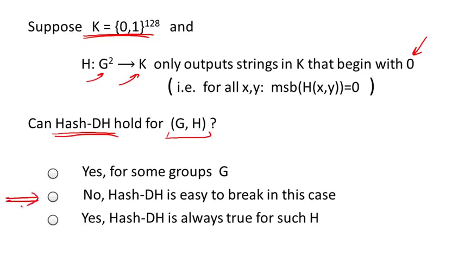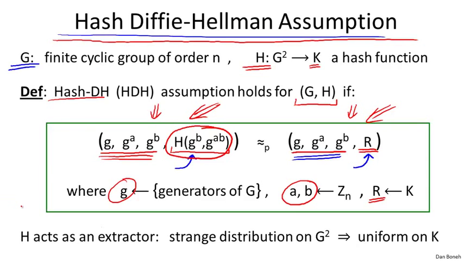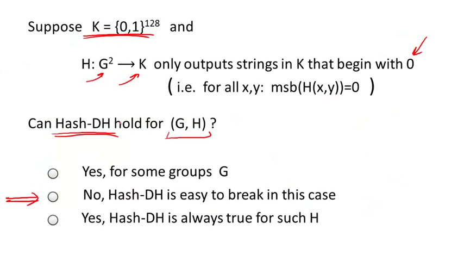So the answer is no, it doesn't hold, and the reason is because it's now very easy to distinguish the two distributions that we have here, the distribution on the left and the distribution on the right. And the way you would distinguish the two is basically if I choose a truly random element in K, in {0,1}^128, the most significant bit will be 0 with probability 1/2. However, if the tuple that's given to me is chosen from the left distribution, then the most significant bit of the hash will always be 0. And therefore, if I see 0, I'm going to say the distribution is the distribution on the left. If I see 1, I'm going to say the distribution is the distribution on the right. And that will give me advantage 1/2 in distinguishing these two distributions. And so as a result, the hash Diffie-Hellman assumption is false in this case.